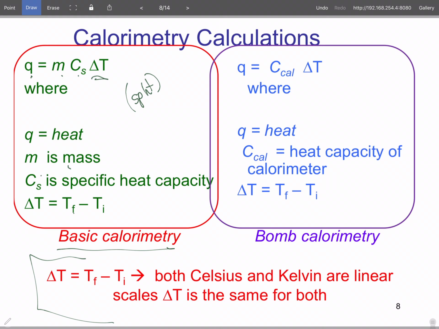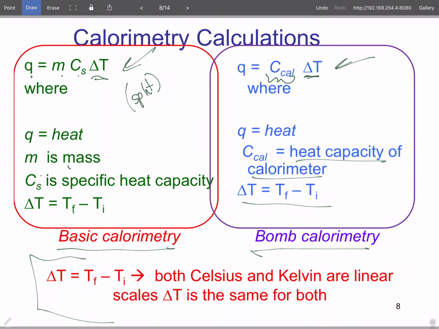That's basic calorimetry. If you're dealing with a bomb calorimeter, then it's a little simpler. You still have delta T, but the mass and the specific heat have been combined into the heat capacity of the calorimeter. So you usually have a bomb heat capacity, which you have to determine by running a known sample. And delta T is still temperature final minus temperature initial. Both of these equations are on your formula sheet, so you don't have to memorize them.